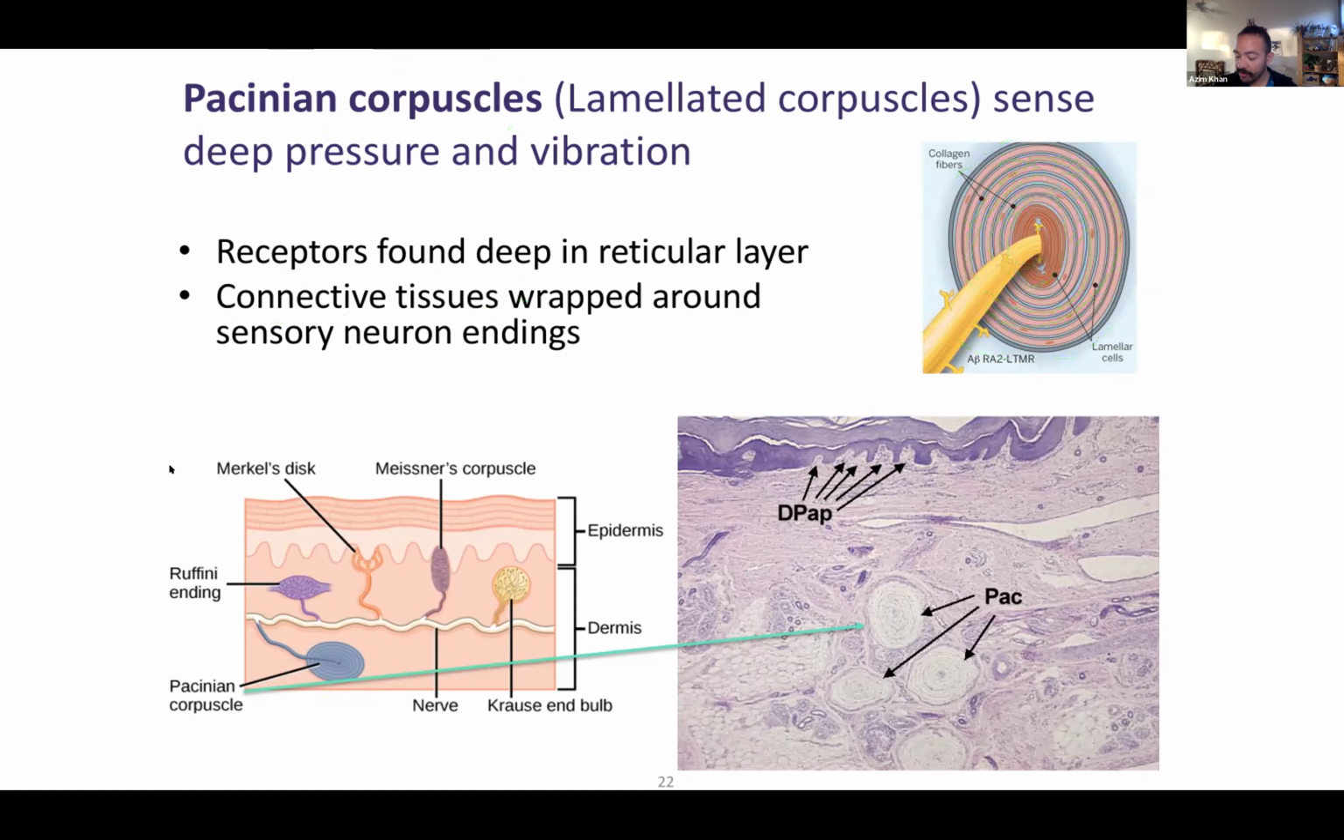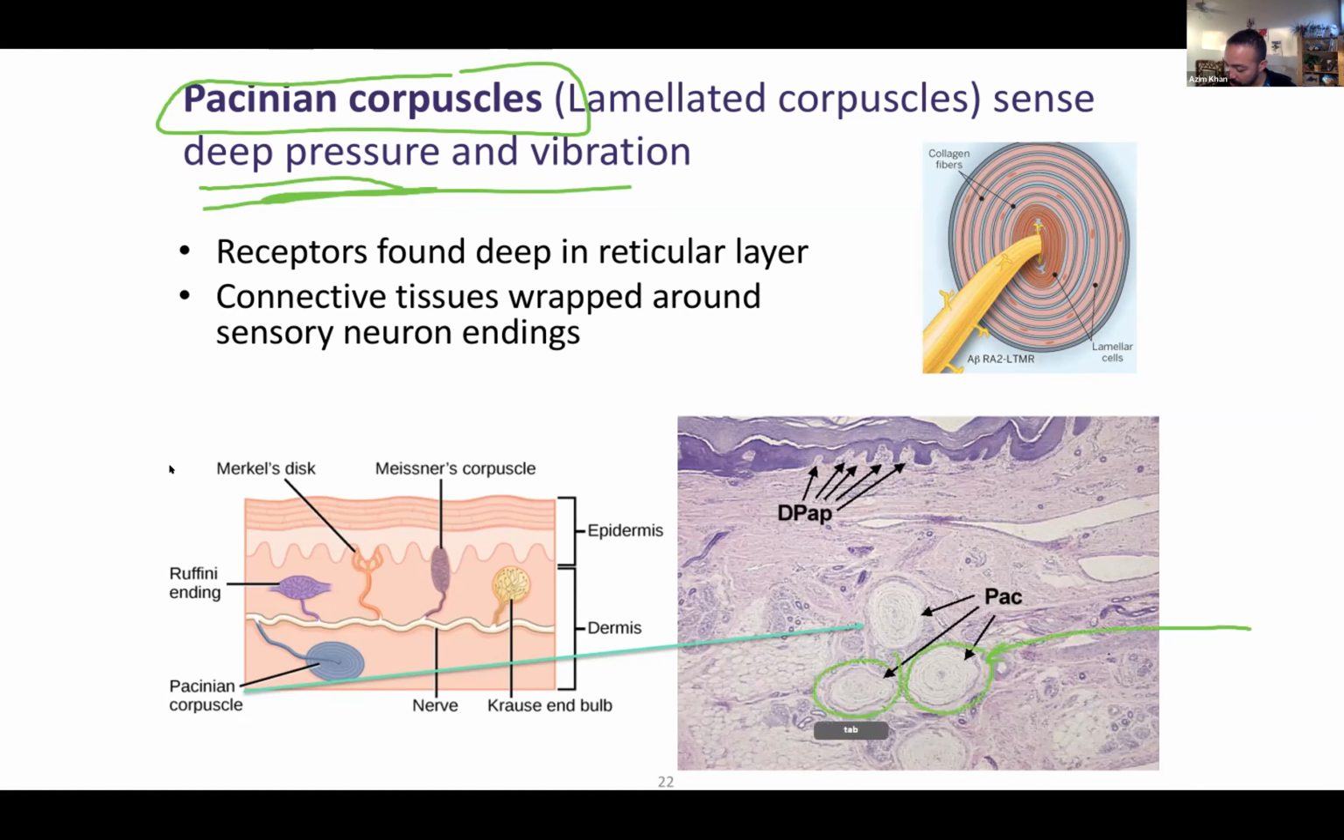These Pacinian corpuscles sense deep pressure and vibration. Deep pressure and vibration. That's the key word there. Since it is so deep, this is showing these Pacinian corpuscles. Since so deep in the skin, you need more pressure to activate them.